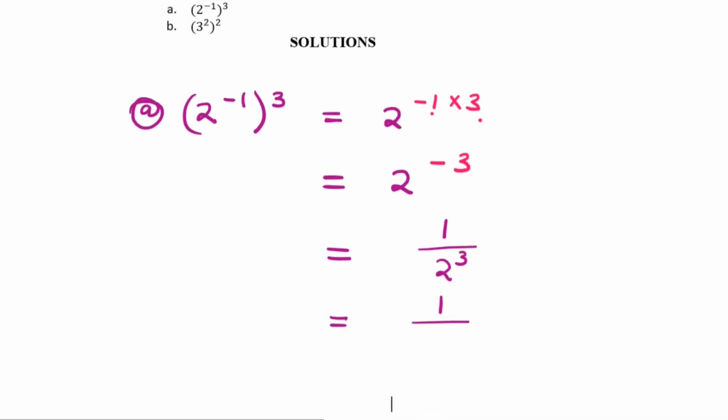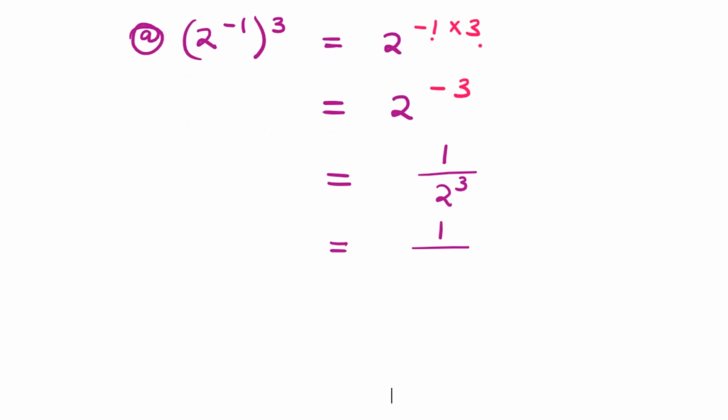2 to the power 3 simply means 2 times 2 times 2. So this will give us 1 over 2 times 2 is 4, 4 times 2 is 8. So it will give us 1 over 8.